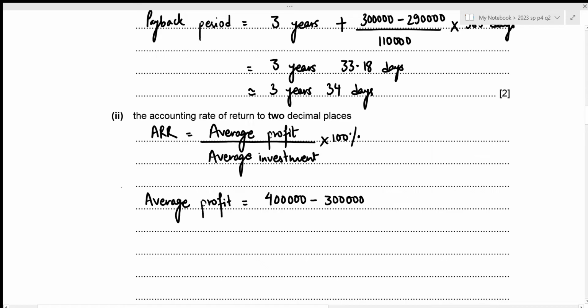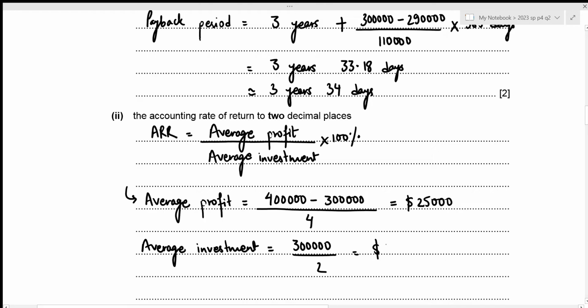But remember, we're not talking about the total profit. We're talking about the average profit, which means that we need to divide this profit equally among the 4 years. So we're just going to divide it by 4, which gives our average profit to be 400,000 minus 300,000 divided by 4, which results in 25,000. Now let's figure out the average investment. And average investment is just going to be the initial outflow divided by 2. And in this case, that's 300,000 divided by 2, which results in our average investment having the value of 150,000.